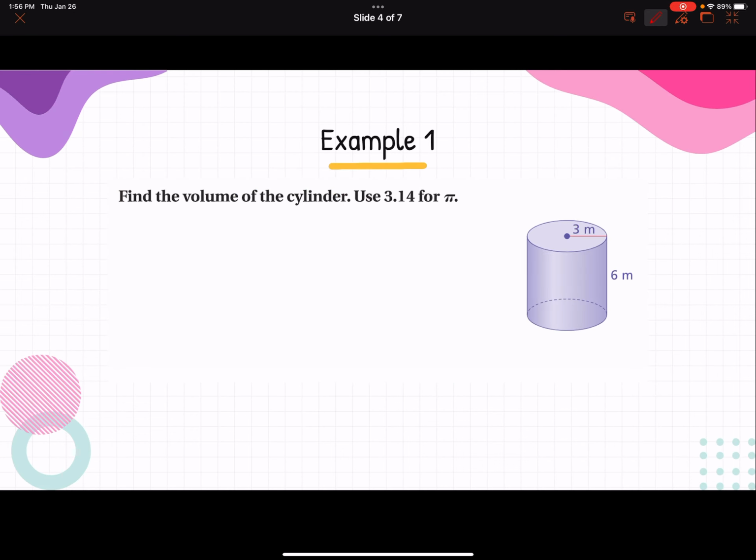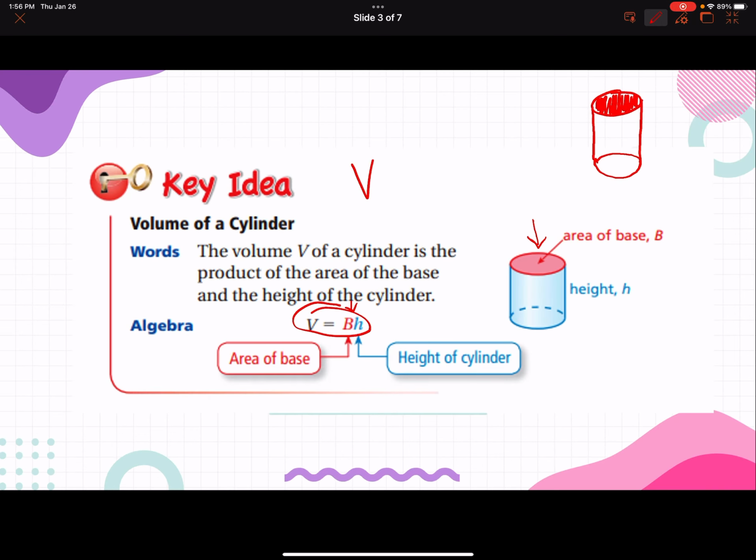So the volume of a cylinder is the area of a circle, which is pi r squared, times how tall it is, h. So here's your formula, jot that down. Pi r squared times h. Again, quite a bit shorter than the surface area formula.